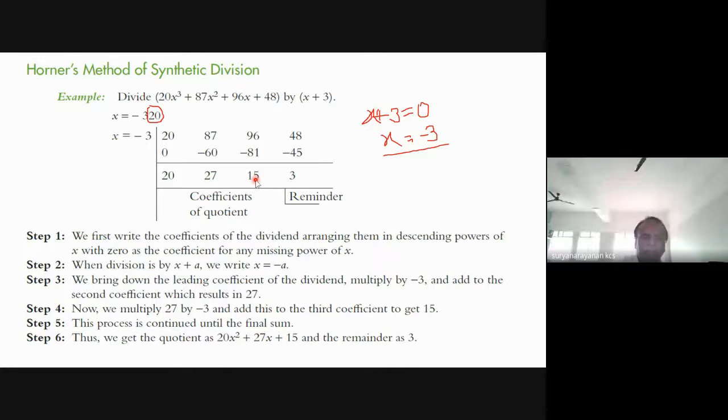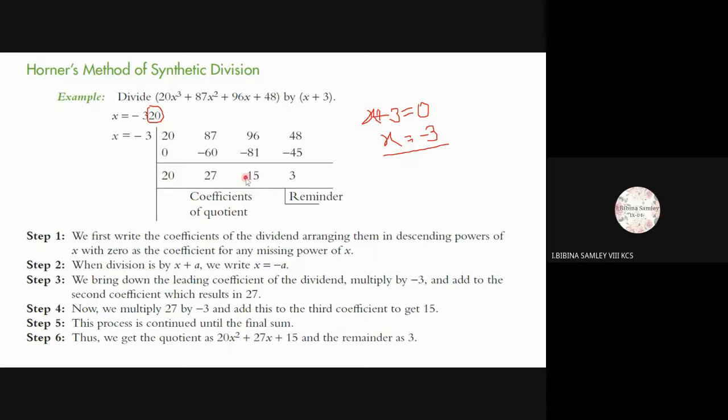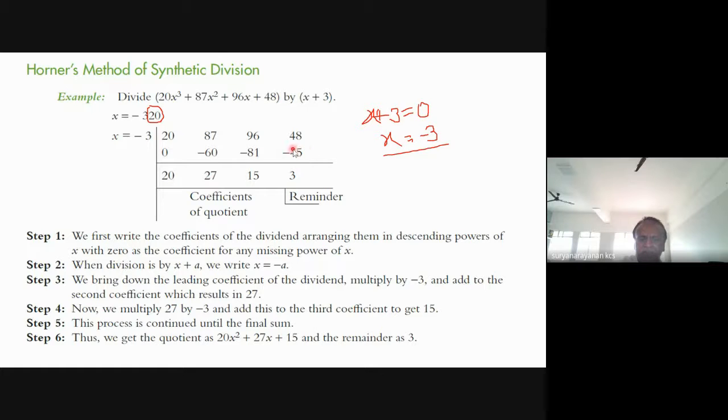Multiply this number with the multiplier. 15 into minus 3 is minus 45. So we write this minus 45 just below the next number. The next number is 48, so just below the 48, we wrote minus 45.